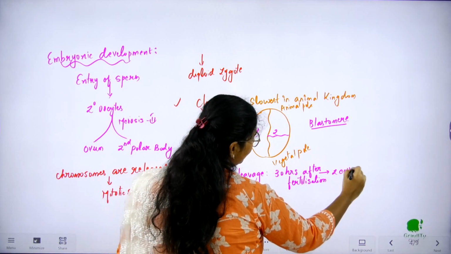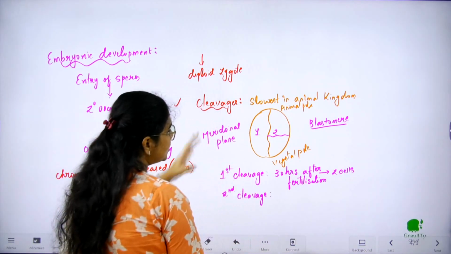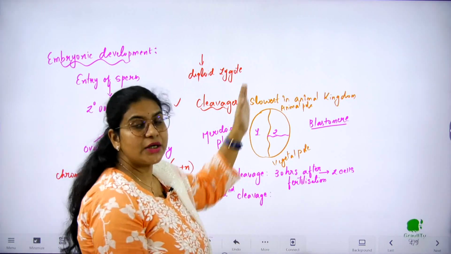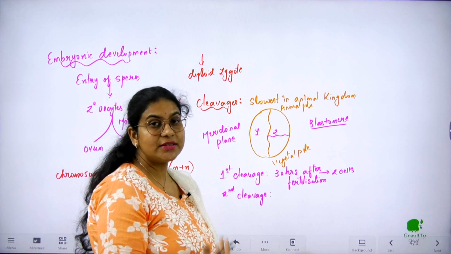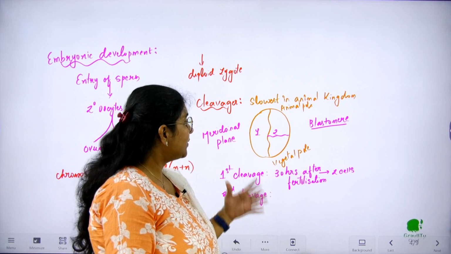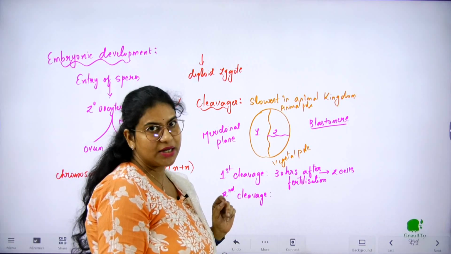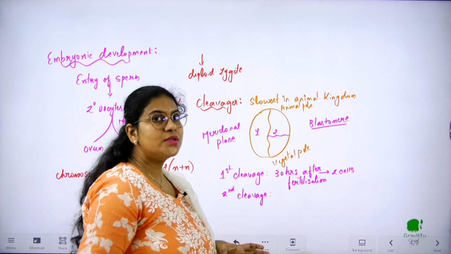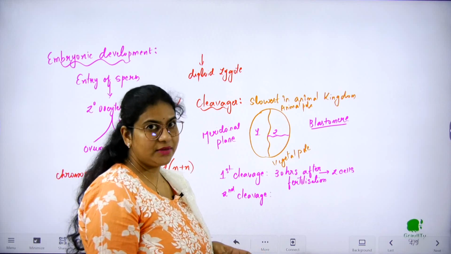This is a holoblastic cleavage. So it is divided completely. When the zygote is divided completely, that you call it as holoblastic cleavage. And that is resulting in 2 equal sized blastomeres. So the first division is a holoblastic as well as an equal division.